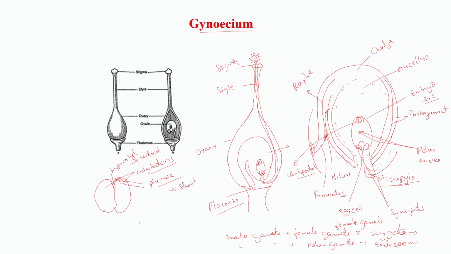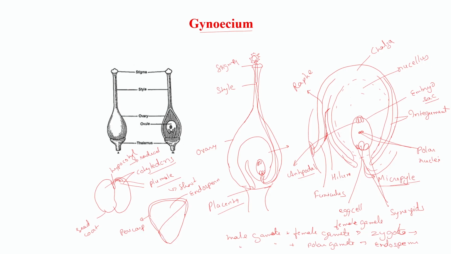Similarly, when you observe the structure of a monocot seed, like maize, what will you see? In that case, you will see that endosperm is still present. The seed is surrounded by a pericarp or seed coat. In this case also you have a seed coat, and in this you will have an aleurone layer. This is a very important layer.